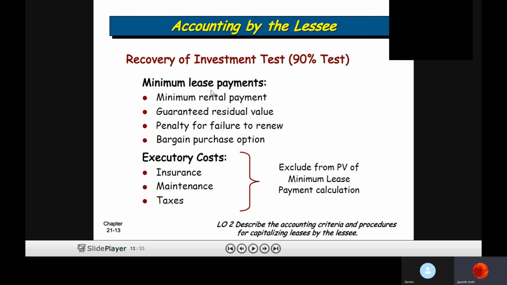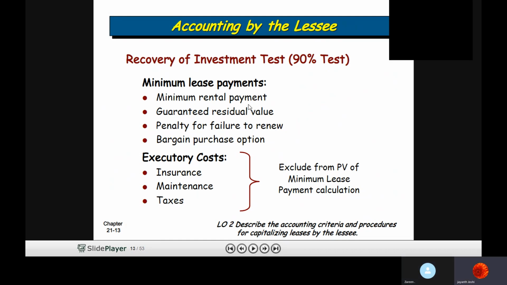So minimum lease payments, minimum rental payment the lessor will get from the lessee. The scrap value would be there. If the lease is not renewed, then penalty, then bargain purchase option. Executory cost, these are the costs. Generally all this is met by whom? Lessee, correct or wrong? Yes, sir.